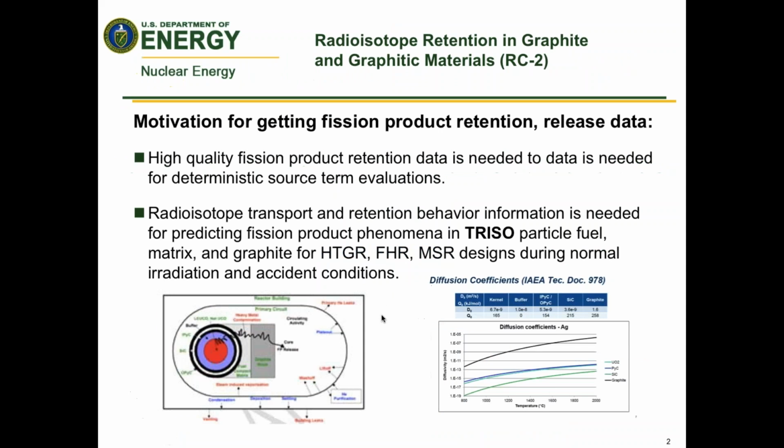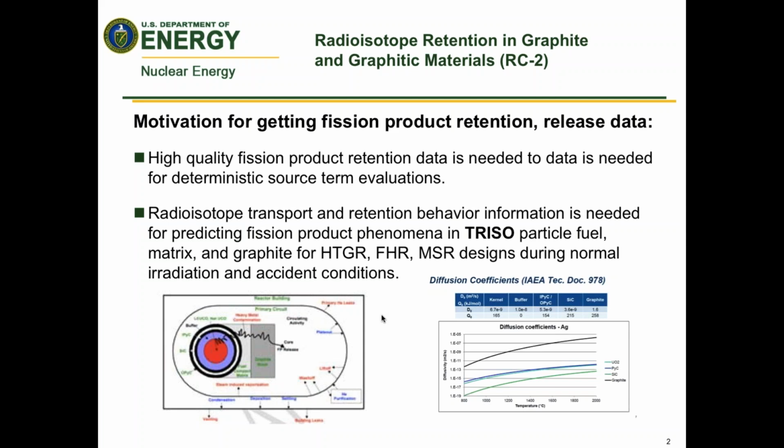What's our motivation for getting this data and having it done at the universities? Well, we need high-quality fission product retention data to do deterministic source term evaluations and to be able to model accident scenarios and also normal operating conditions where there may be some releases that will be in the coolant or in the system at the start of the transient.